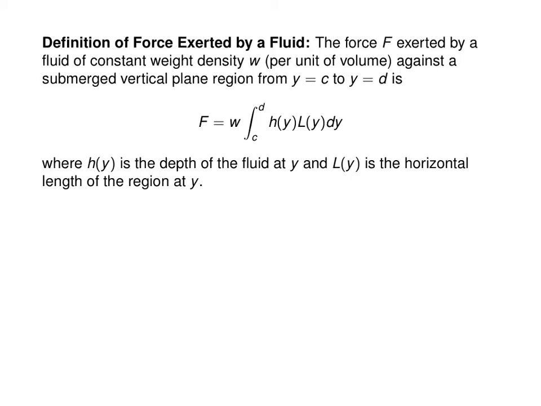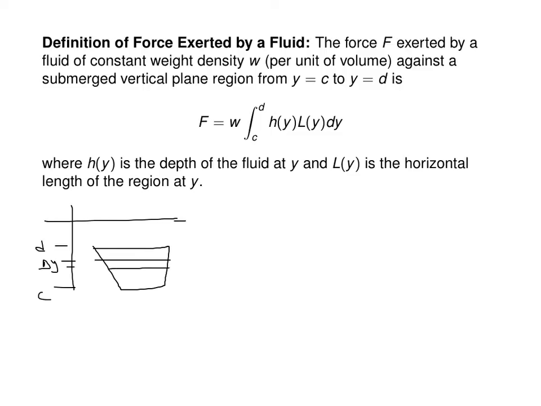So next, let's assume we have some object that instead of being suspended in the water horizontally is suspended vertically. So something like this, some kind of shape. And we'll call this c, we'll call this d. Now I'm going to divide the interval from c to d into little pieces of width delta y. And I'm going to find the force on that piece. Now the force on that piece, we'll call it delta F sub i, is the weight density times the depth multiplied by the area.